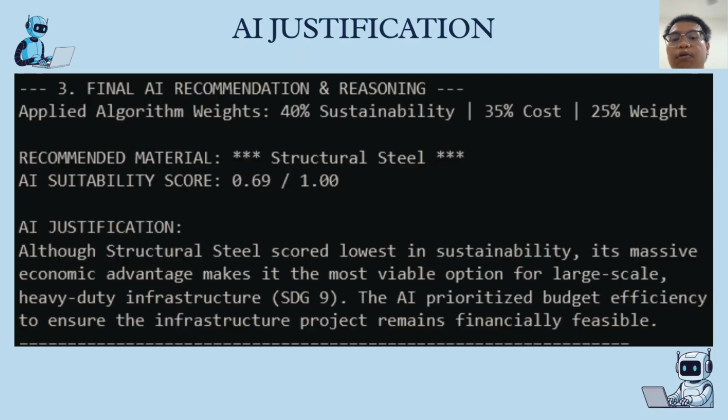Now, moving on to the most important part, which is the AI logic. Based on the 40, 35, and 25 weighting criteria that we defined, our algorithm produced this dynamic justification, which identified structural steel as the winning material. The AI concluded that despite having a lower sustainability score, the massive economic advantage of steel makes it the most viable choice for large-scale infrastructure projects under SDG 9. This proves our tool can look past idealistic choices to prioritize real-world financial feasibility.